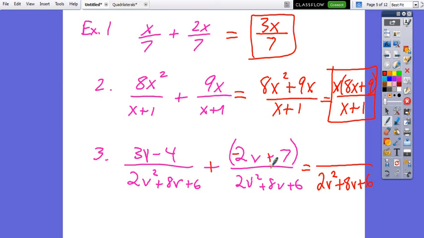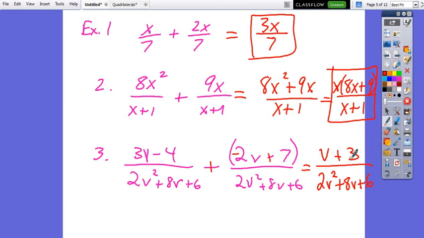And so then I combine my like terms. So 3v plus negative 2v is 1v, or just v. And then negative 4 plus 7 plus 3 is positive 3. Now, are we done? No. Because we might be able to factor, and I tell you, we will be able to factor this denominator. So let's do it.